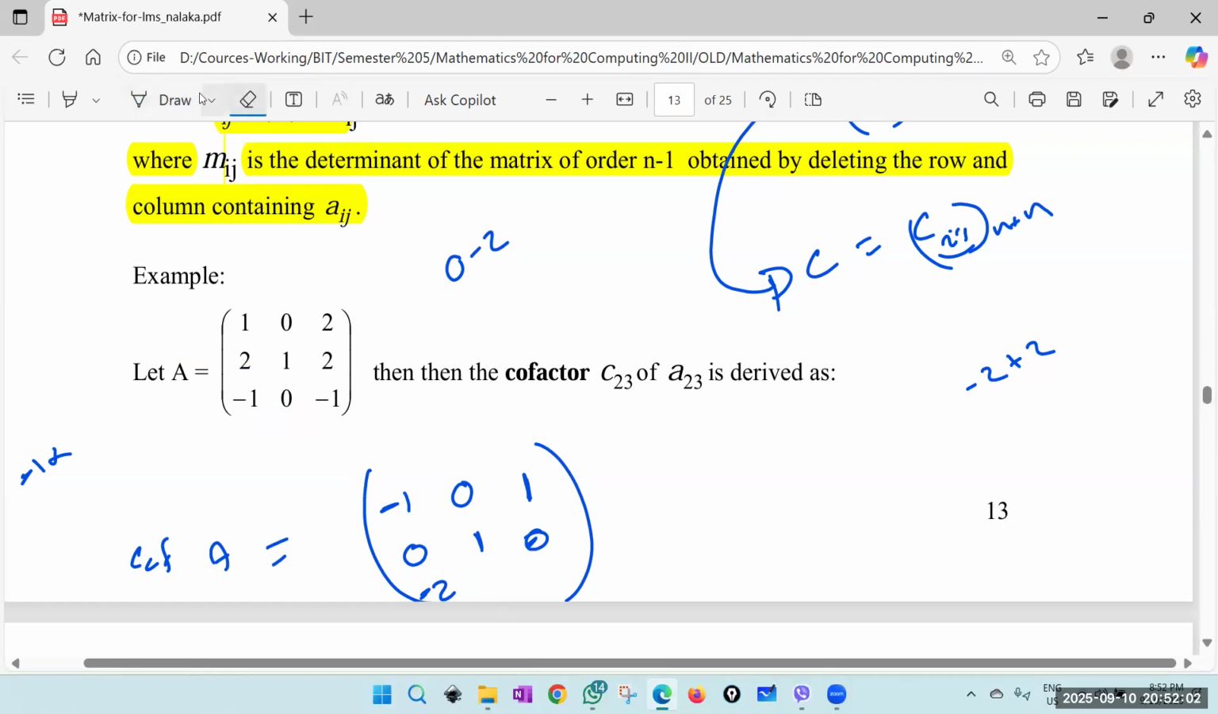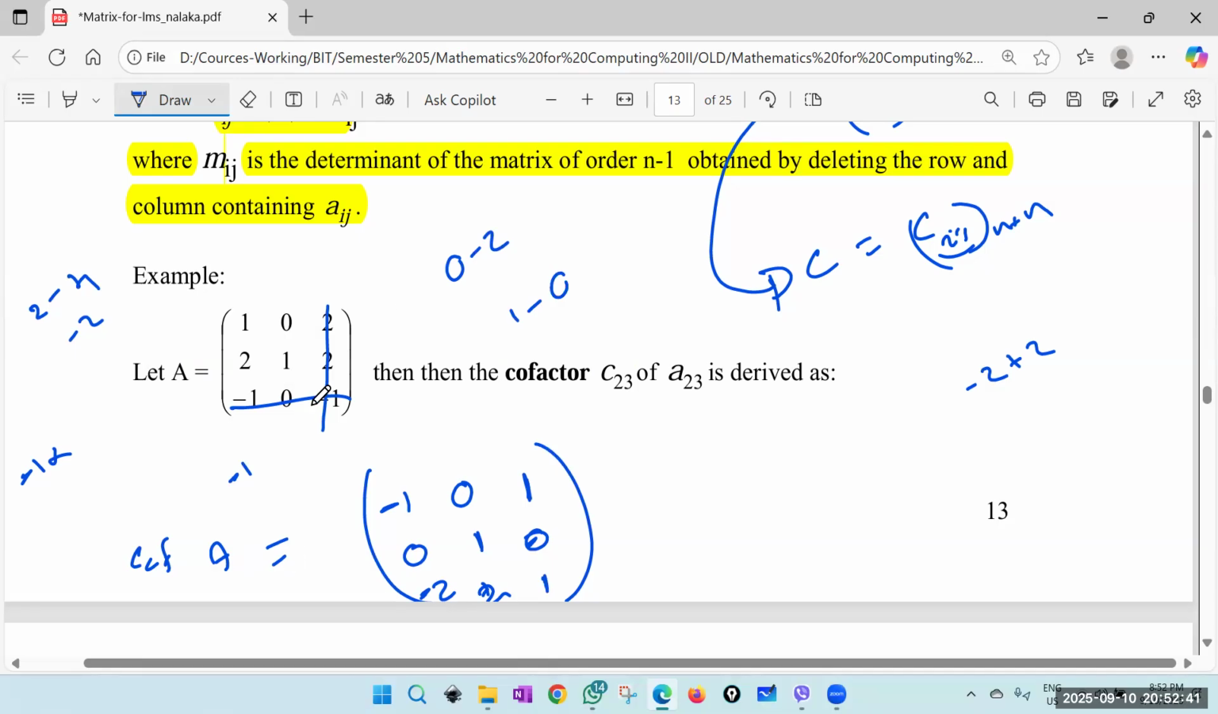Right. So the next one. This is 3, 2. 3 plus 2 is 5, negative. Then 1 into 2 is 2. Minus 2 into 2 is minus 4. 2 minus 4 is minus 2. Minus 2 into minus 1 is plus 2. And the last one. This is 3, 3. 3 plus 3 is 6. 6 is even, positive. 1 into 1 is 1. Minus 2 into 0 is 0. 1 minus 0 is 1. And this is a cofactor. This is the cofactor matrix of A.